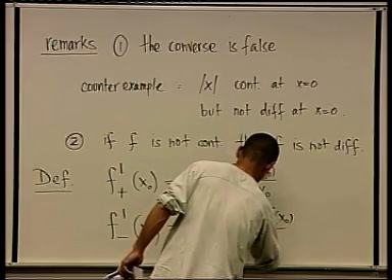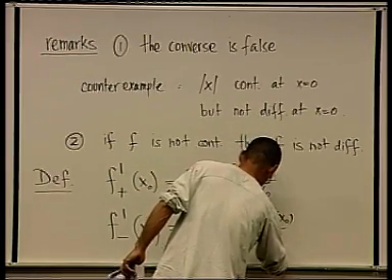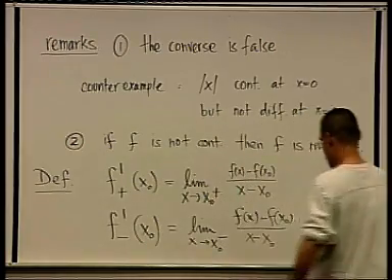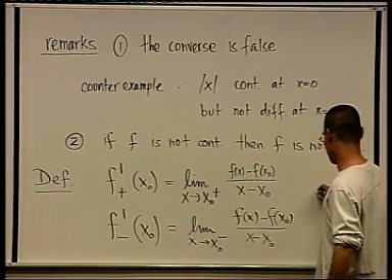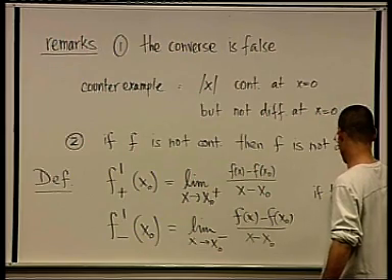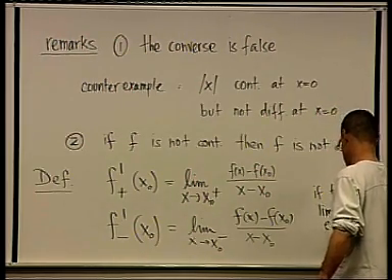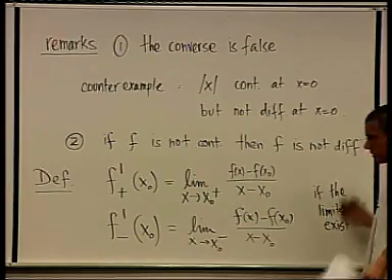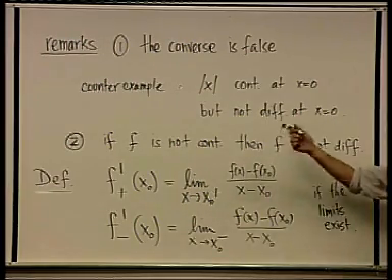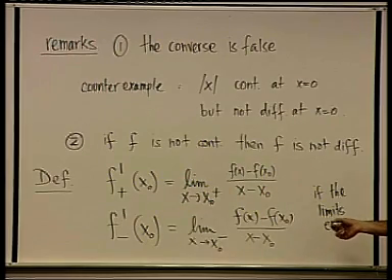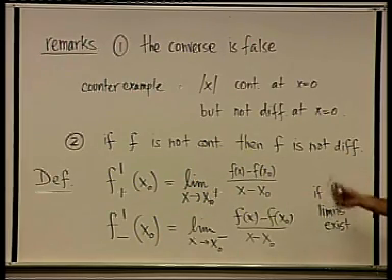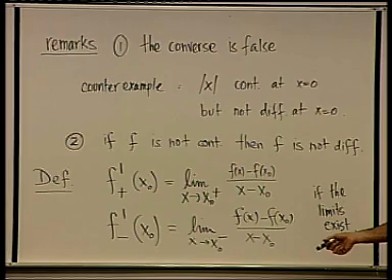And you can, of course, define it similarly with the h's, and you just have to show, to say, if the limits exist. If they don't exist, then it's not differentiable, and f prime is not defined. Okay, so these are the one-sided derivatives. Good?